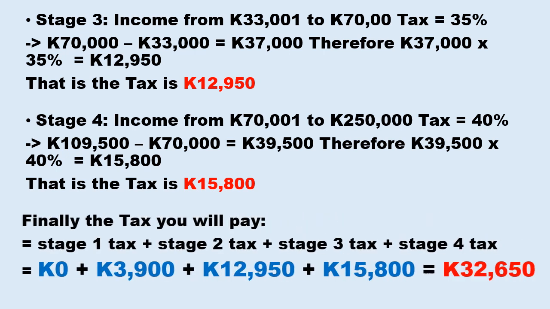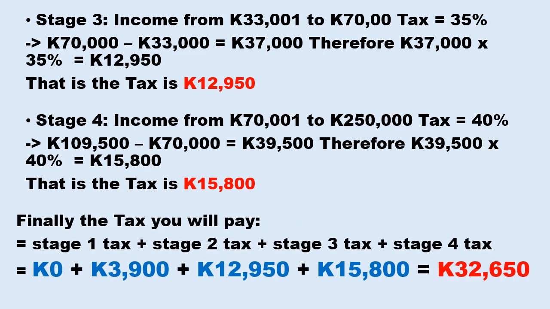Now the total tax you're going to pay is stage one tax 0, plus stage two tax 3,900, plus stage three tax 12,950, plus your stage four tax, which is 15,800, which equates to 32,650. So you're paying 32,650 kina on an annual income of 109,500. So that's how you get your tax from there.